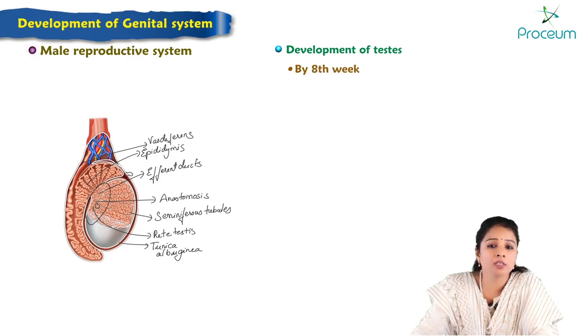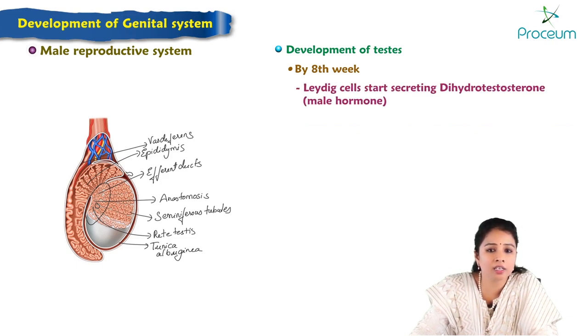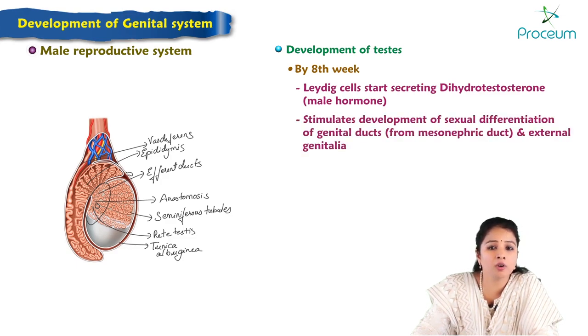So by the 8th week, the Leydig cells start secreting dihydrotestosterone, so that is the male hormone that stimulates the development of sexual differentiation of genital ducts from mesonephric ducts and external genitalia.